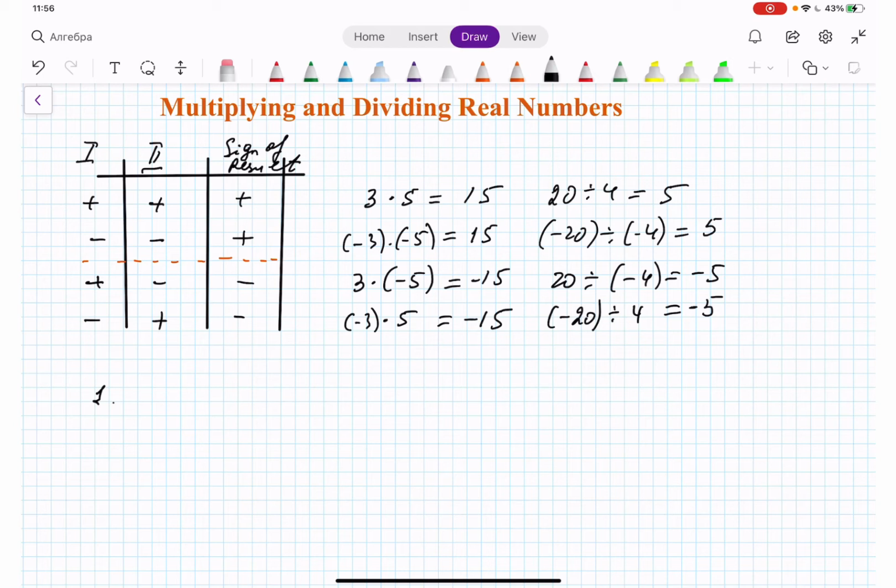Question number 1. We have 3 times negative 5. So positive, negative. We multiply and sign is going to be negative. No question asked. Second, 0 times negative 96. When we have 0, we don't even care about the rest. It's 0.